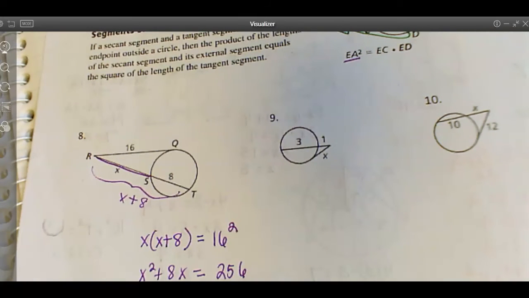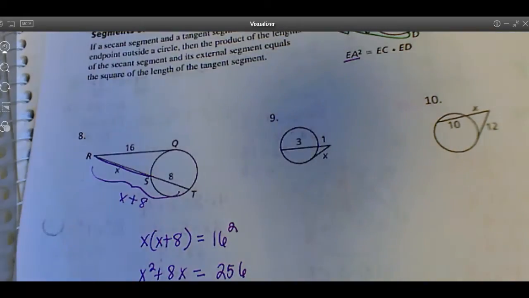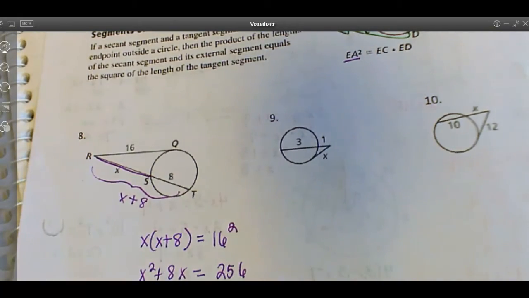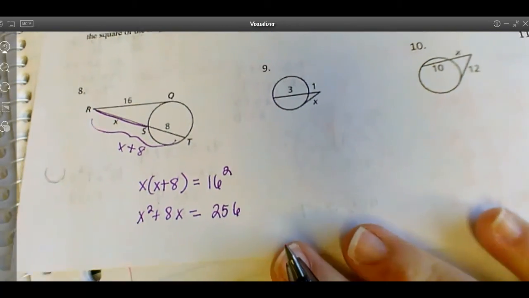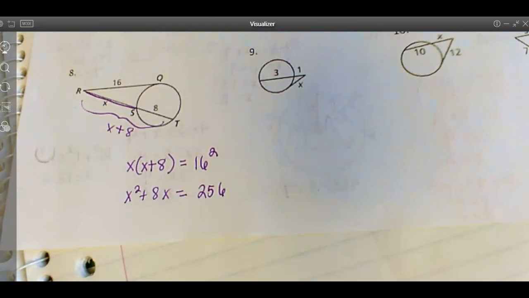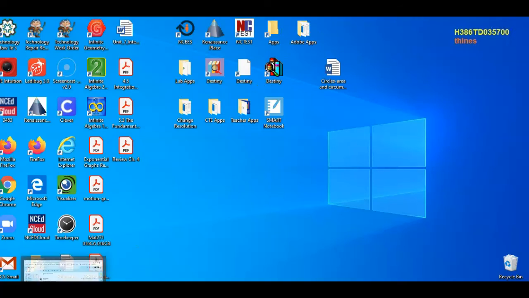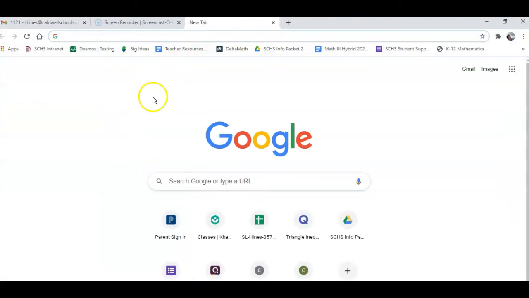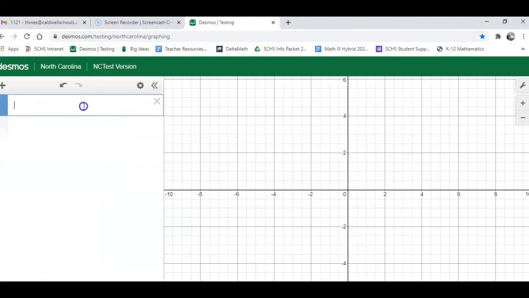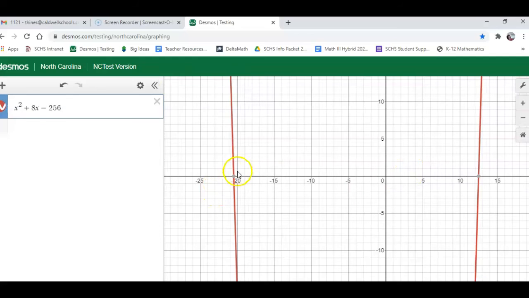Now, the problems that I'm going to actually give you to practice will not look like this at all. You won't have one quite as complicated as this on the practice. But I'm going to just show you real quick what you would do to solve it. You subtract 256, and then you graph it in Desmos. So you put x squared plus 8x minus 256, and you look for where it crosses the x-axis.